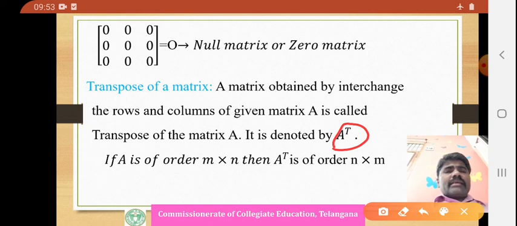If A is a matrix of order m by n, then A transpose is a matrix of order n by m. Rows and columns are interchanged. We are interchanging rows as well as columns. That's why rows of A become columns of A transpose, and columns of A become rows of A transpose. The order of A is m by n, then the order of A transpose is n by m.